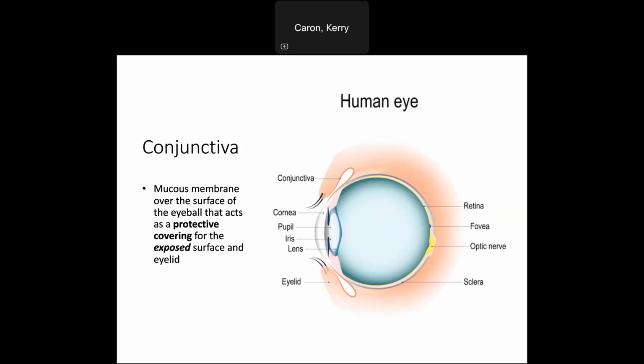The conjunctiva is a mucous membrane, the covering over the surface of the eyeball. It's a protective covering for the exposed part of the eye, the surface of the eye and the underside of the eyelid. So the conjunctiva is not covering the back part of the eye where there's no external exposure, only underneath the eyelid and the exposed surface of the eye.